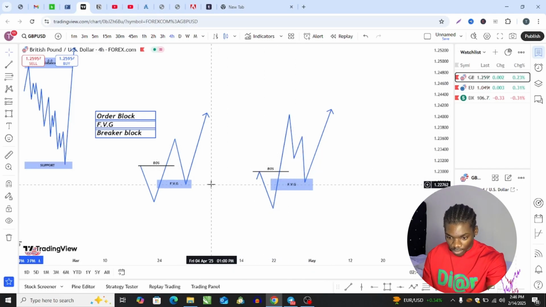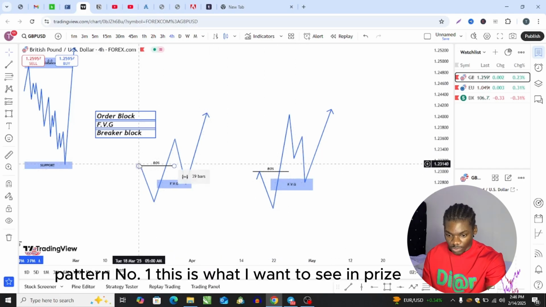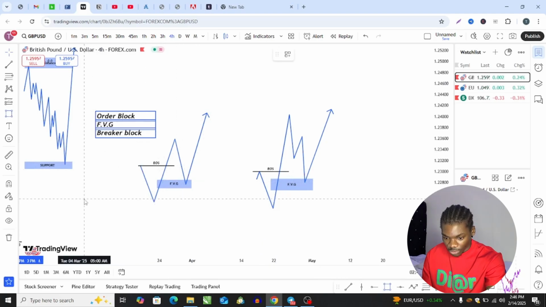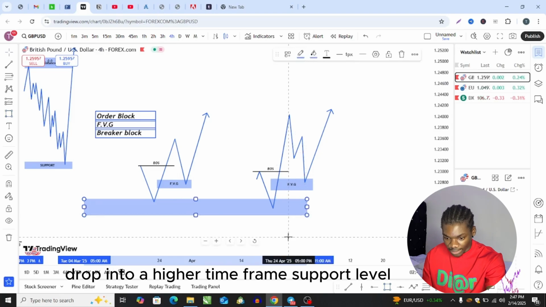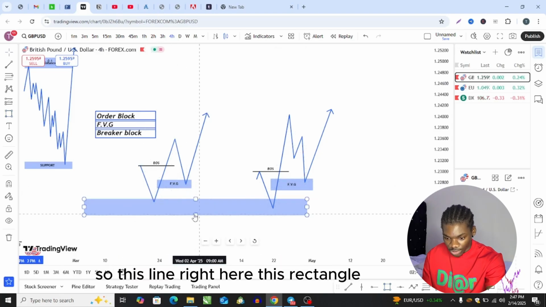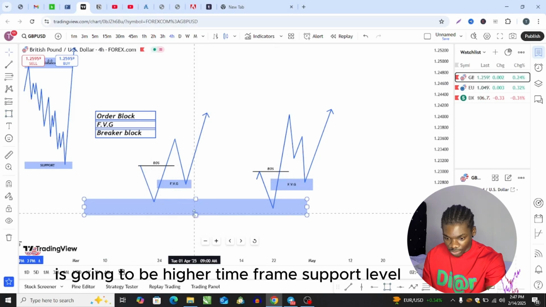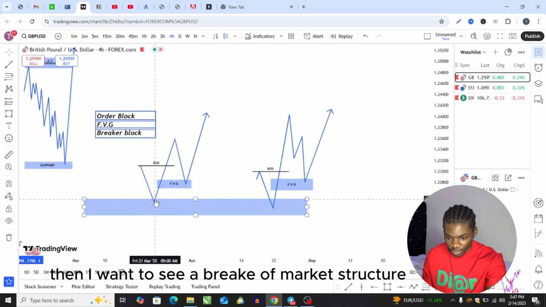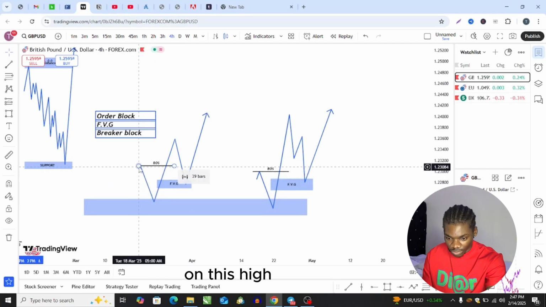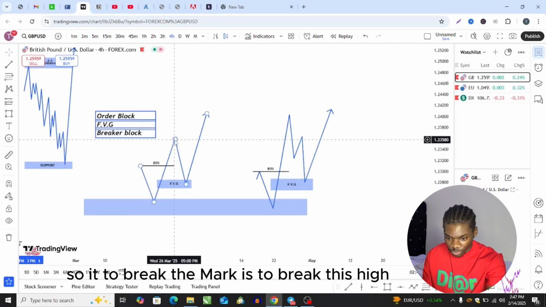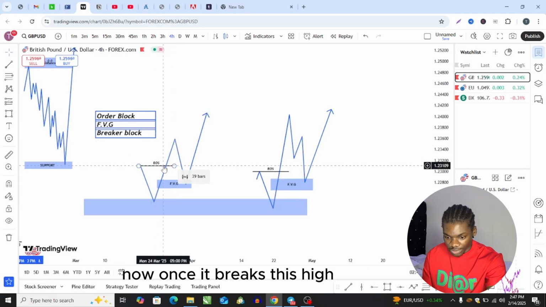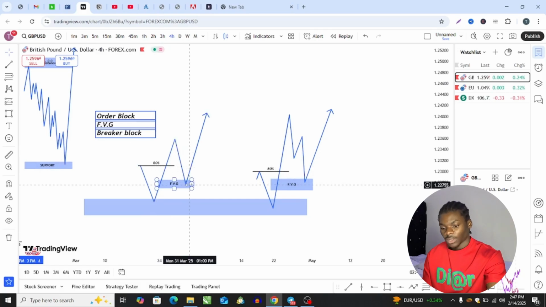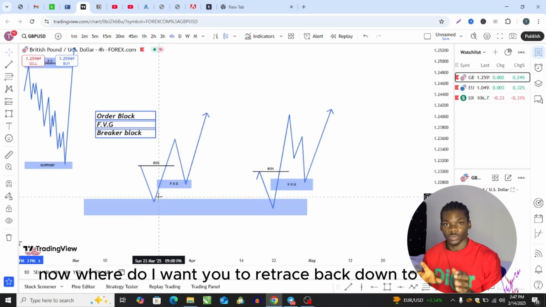Now, pattern number one. This is what I want to see in price. I want to see price, first of all, drop into a higher time frame support level. So this line right here, this rectangle, is going to be the higher time frame support level. So once price trades into it, then I want to see a break of market structure on this high. So it will break this high. Now once it breaks this high, next thing I expect it to do is to retrace back down. Now, where do I want it to retrace back down to?